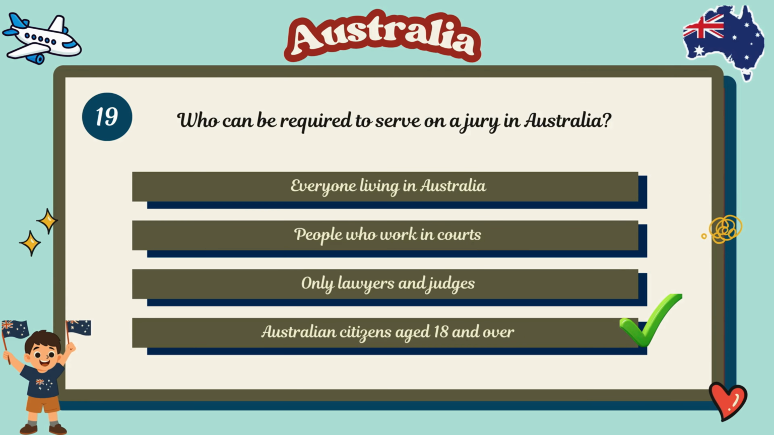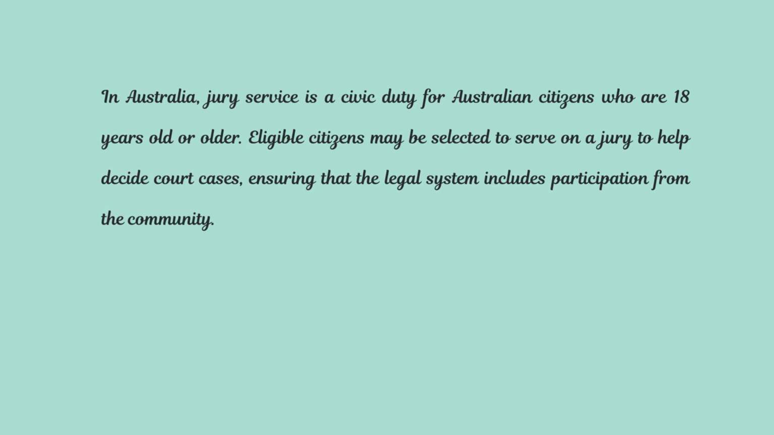Correct answer D. Australian citizens aged 18 and over. In Australia, jury service is a civic duty for Australian citizens who are 18 years old or older. Eligible citizens may be selected to serve on a jury to help decide court cases, ensuring that the legal system includes participation from the community.